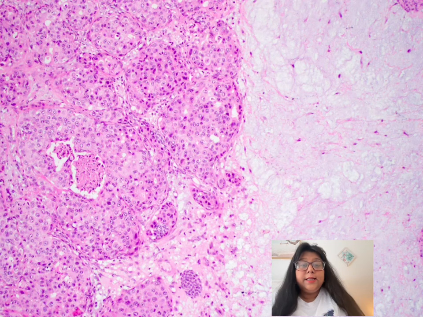Here you can clearly see the demarcation between pleomorphic adenoma and adjacent carcinoma. So this is a case of carcinoma ex pleomorphic adenoma.